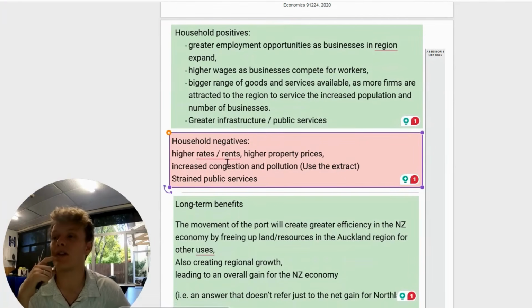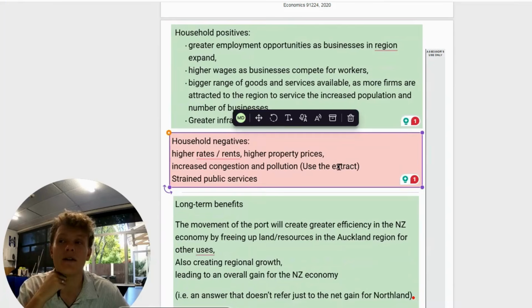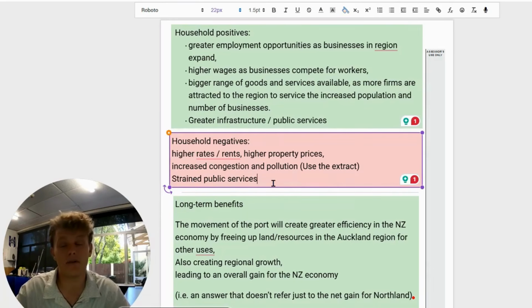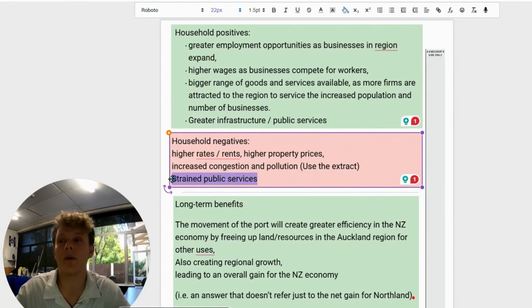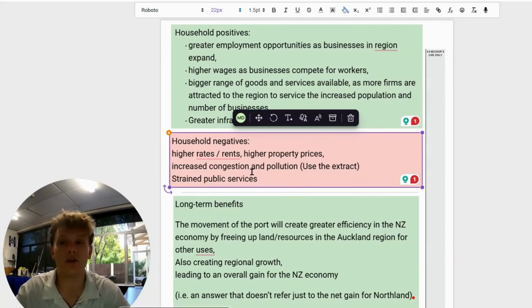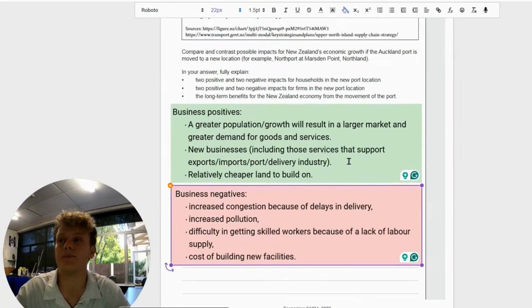For the disadvantages, higher rates or rents, and then higher property prices for those moving around. It's going to get more expensive to live there as demand increases. Congestion and pollution, use the extract because there's some good information in there. And then strain on public services. So if the government doesn't expand quick enough or implement more public services, then the people might be worse off, like waiting for a doctor for a long time, for example.